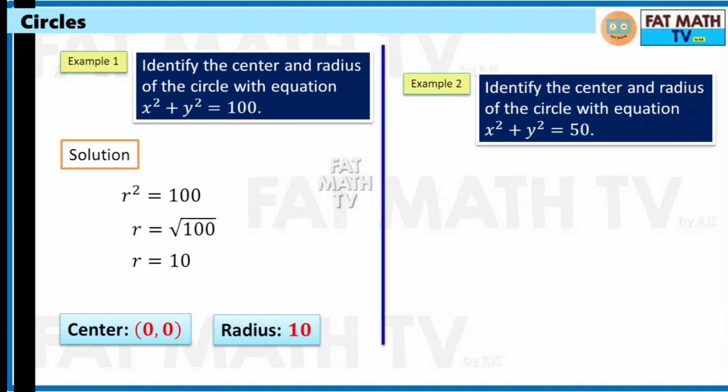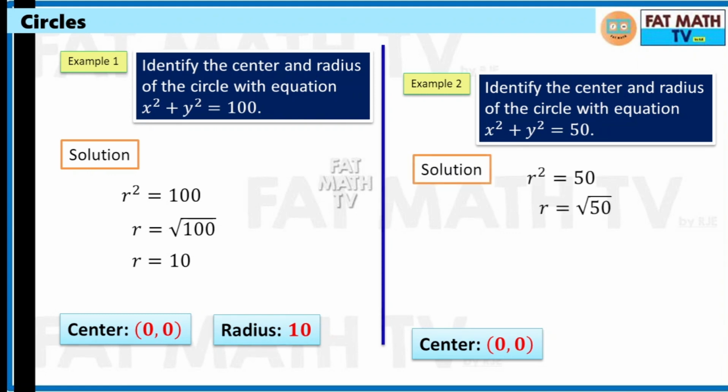Example number 2. Identify the center and radius of the circle with equation x squared plus y squared equals 50. Again, the center is at 0, 0. And then the radius is the square root of 50. You have to take the square root of 50 because what you see here in the standard equation is r squared. And the square root of 50 can be simplified to 5 square root of 2.